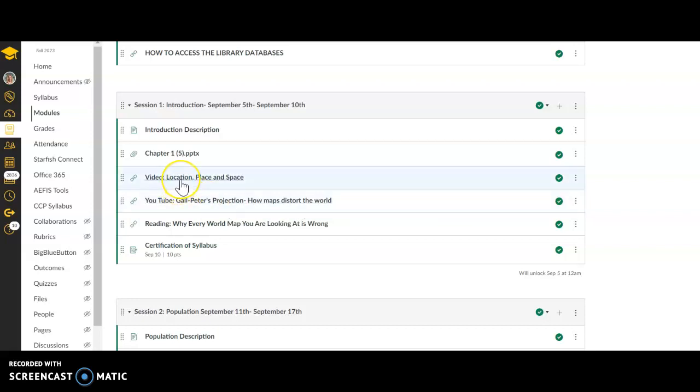And you'll see here there's a video on location, place, and space. So these three terms are really important to understand. As you're watching those videos, you want to take notes on what location is, and I'll touch on it a little bit, but absolute and relative location, what place means to us, and what space is. Okay, so there are important concepts here in terms of what those mean to us.